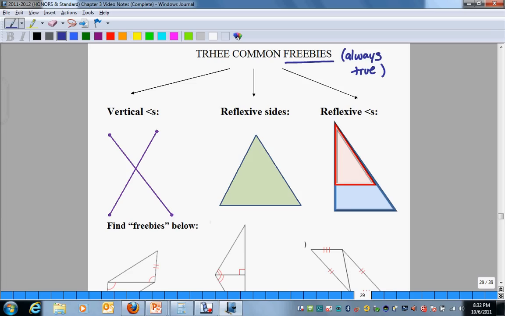3 common freebies when it comes into play with triangles are these. 1, if you have vertical angles, they're always going to be congruent. Those are angles that are directly across from each other.